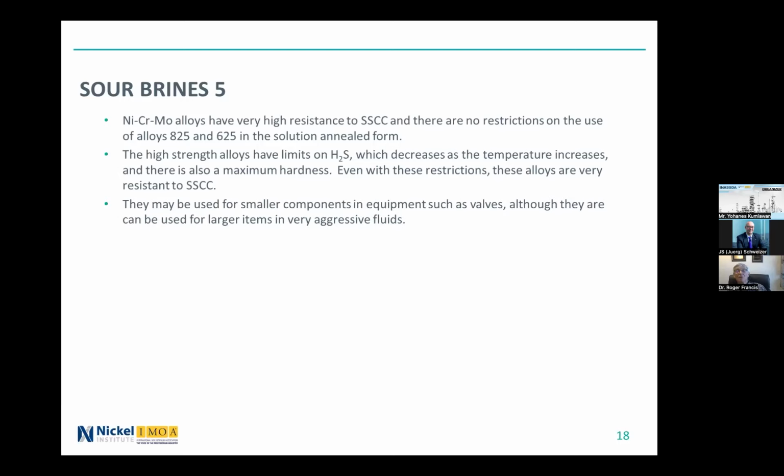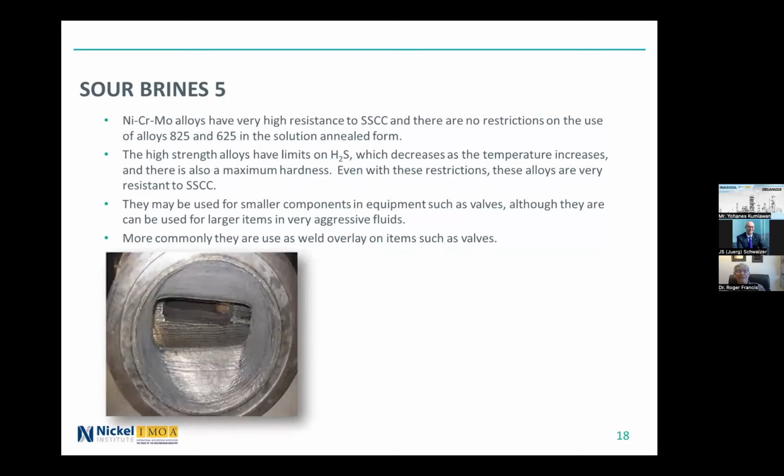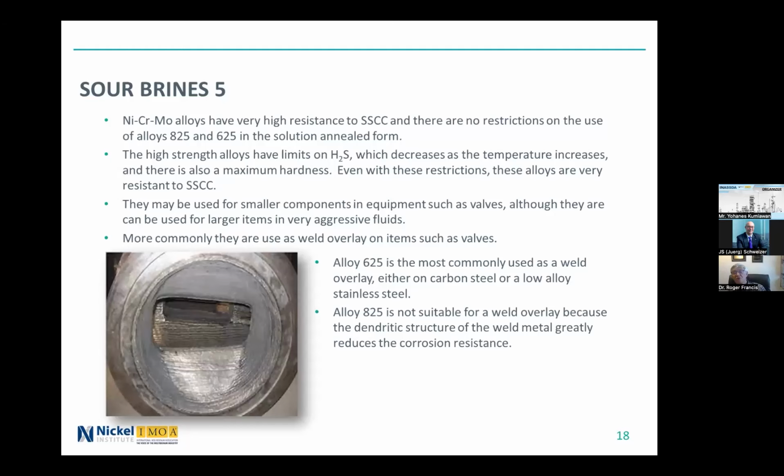They may be used for smaller components in equipment such as valves, although they can be used for larger items and very aggressive fluids. More commonly, they're used as weld overlay on items such as valves. Now, alloy 625 is the most commonly used as a weld overlay, either on carbon steel or a low alloy stainless steel. Alloy 825 is not suitable for a weld overlay because the dendritic microstructure of the weld greatly reduces its corrosion resistance.